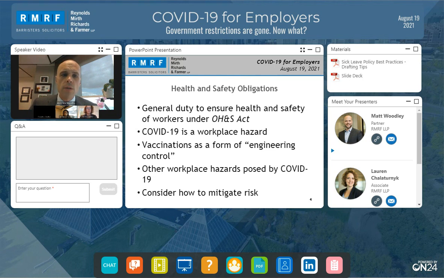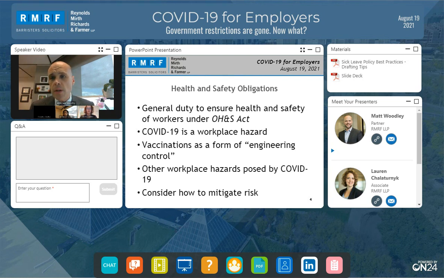So turning to the health and safety obligations that employers have, it's important to have our grounding in terms of what the legal obligations are as we're looking for options for how employers can deal with these issues. But as everyone knows, the Occupational Health and Safety Act places a number of obligations on employers for maintaining a safe and healthy work environment. So there's a general obligation in the Occupational Health and Safety Act to take reasonably practicable steps to ensure the health and safety of workers.